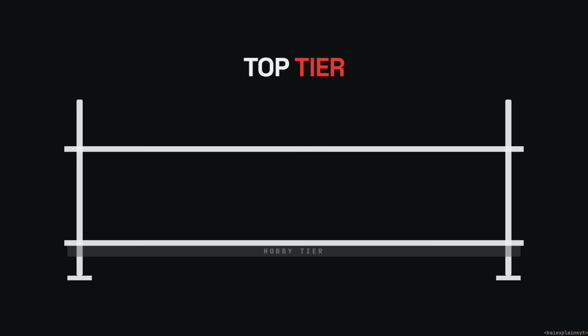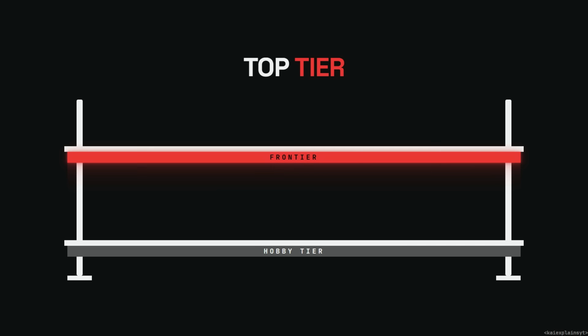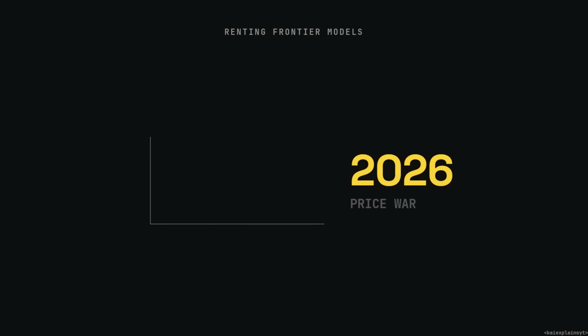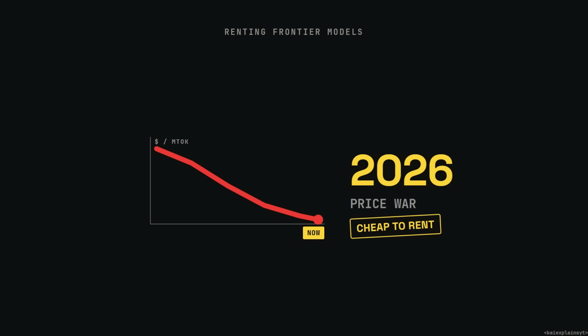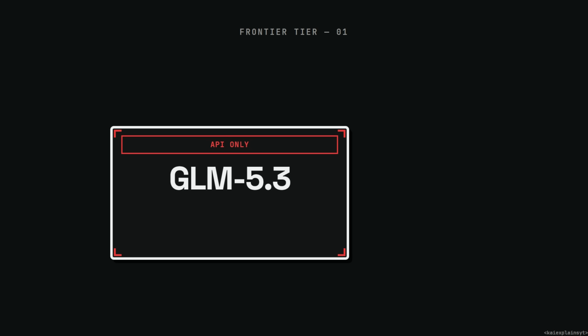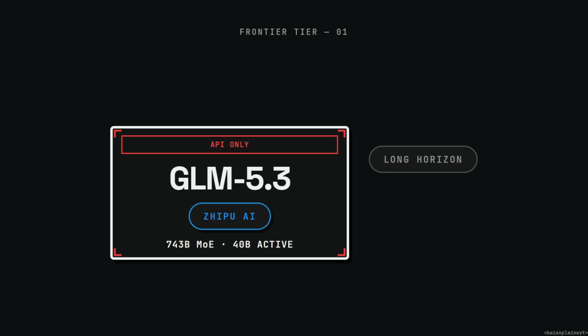Let's start with top tier, the models that actually have frontier level capabilities. These models are extraordinary. They're also not running on your desk, but you can reach all of them via API. And in 2026, the price war between labs has made renting frontier open models cheap. First, GLM 5.3, built by Z AI specifically for long, multi-step engineering tasks across large repositories.